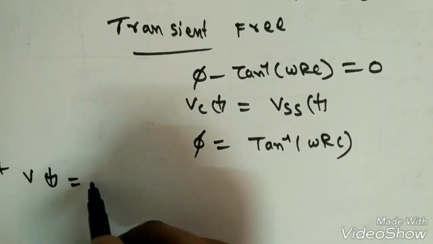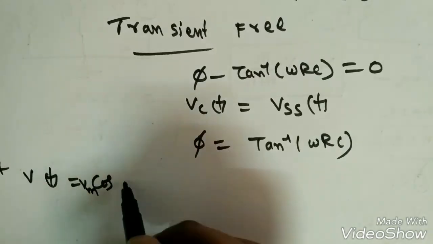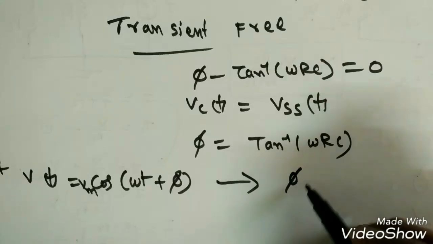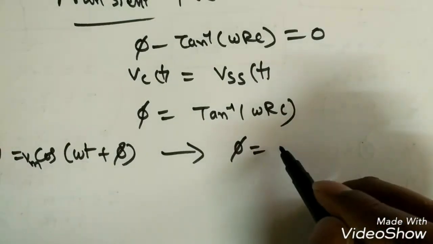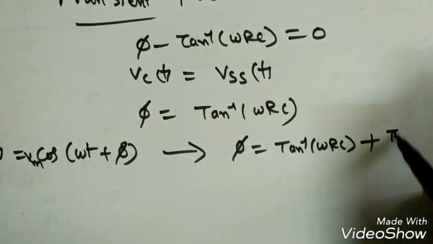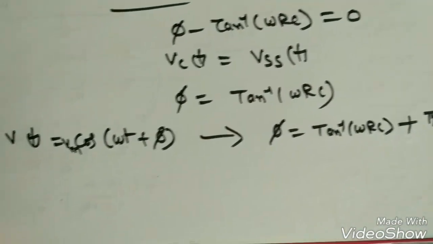Now suppose V of t is equal to Vm cos omega t plus phi. Now what is the transient free condition? We will get phi equal to the same, only pi by 2 will be added. So tan inverse omega RC plus pi by 2, same as it is.